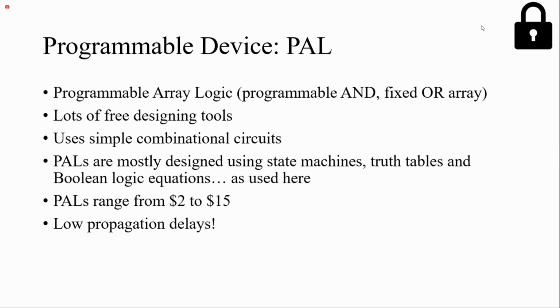So I next looked at the programmable array logic. That has programmable and fixed OR arrays. With programmable devices like PAL, there's lots of free designing tools. It uses simple combinational circuits, so simple logic combinations. So what I'm using would be ideal for it. PALs are mostly designed using state machines, truth tables, and Boolean logic equations, which is what I'm using. The price ranges from $2 to $15, so they're much cheaper compared to FPGAs, and there's low propagation delays. These are all the pluses of using a PAL.